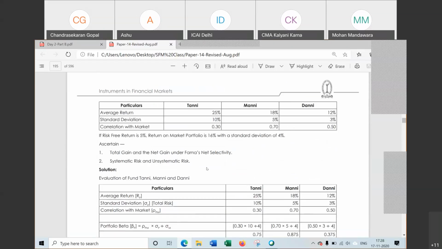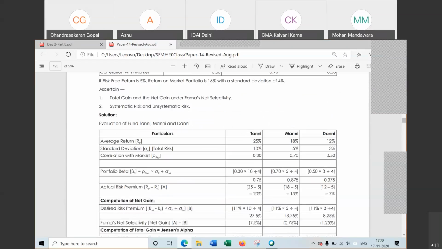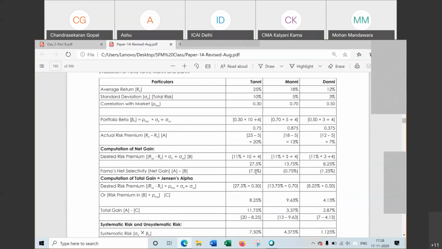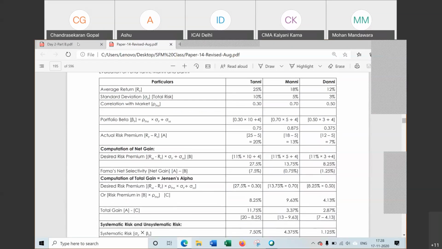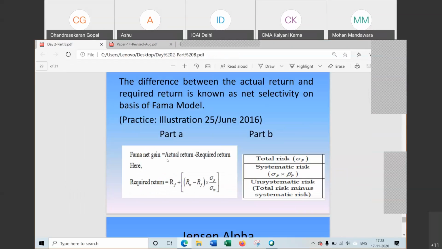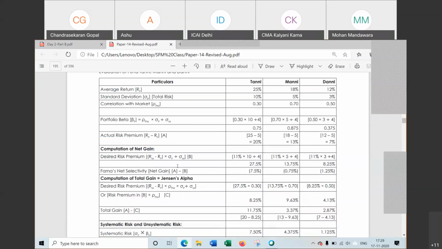Actual return will be given in the question. Actual return is given, that is 25. Second, actual return is given here. Actual return minus required return. Required return will be computed with the help of this formula: RM minus RF, standard deviation of portfolio.